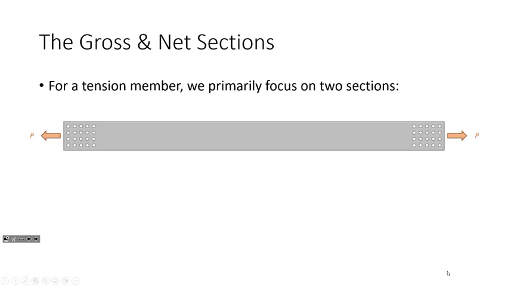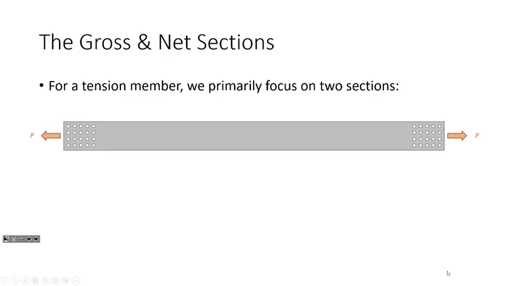I have the element, I have these bolt holes over here that are connecting that element to the next adjacent component, maybe some gusset plate or an adjacent member or what have you, and that element is experiencing tensile load because whatever it's connected to is pulling on it, right? Some force P, you know, 200 kips, 300 kips, whatever.